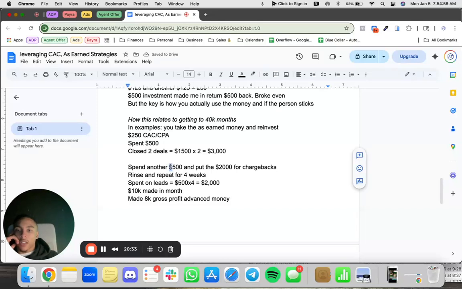So you spent $500. Go back to here. How it relates to making 40K months, because then it's just input output. All right, so it's $250 cost to acquire a client. Every time you spend $500, you close 2 deals. Right, this is average, so you might close 4 one time and 2 the next. Let's just use it for simple margins. Okay, it's $1,500 per sale. Right, times 2, that's 3K.